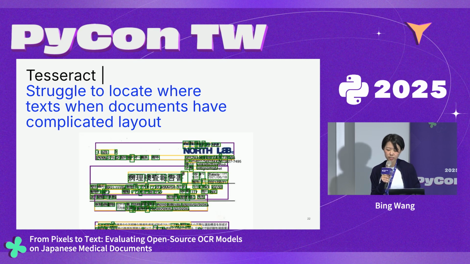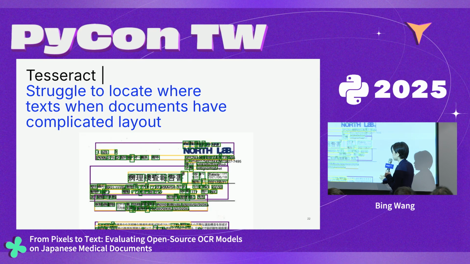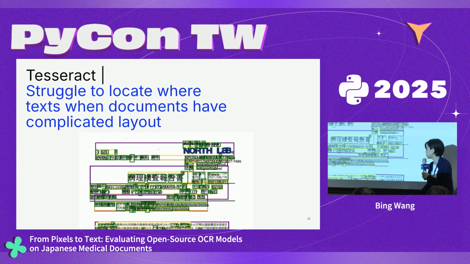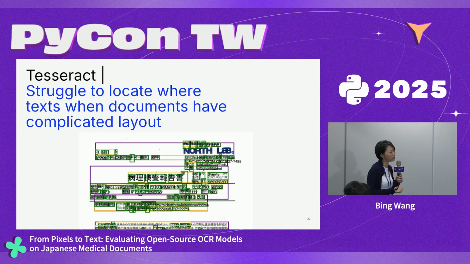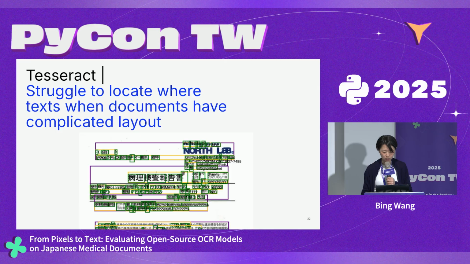For Tesseract, the reason why it struggled with converting these documents, I think a lot of it comes from it failing to just locate where the texts are. You can see the green boxes. The green boxes are where the text is, and especially for this part on the bottom, it just couldn't find a lot of the text. It could be because the texts are too small for the model, so you miss out on that part.